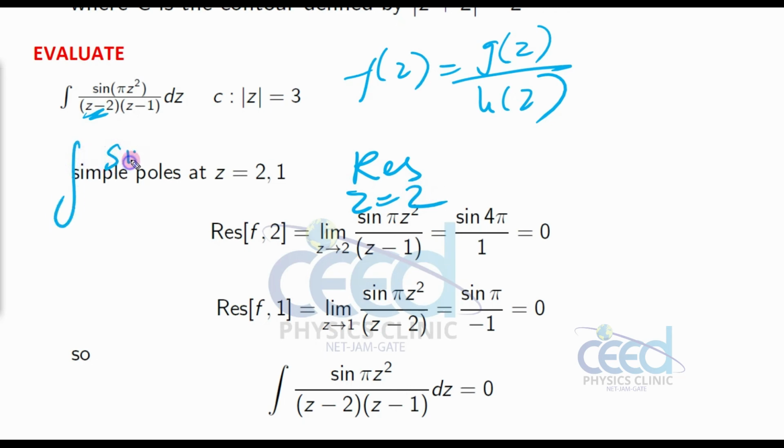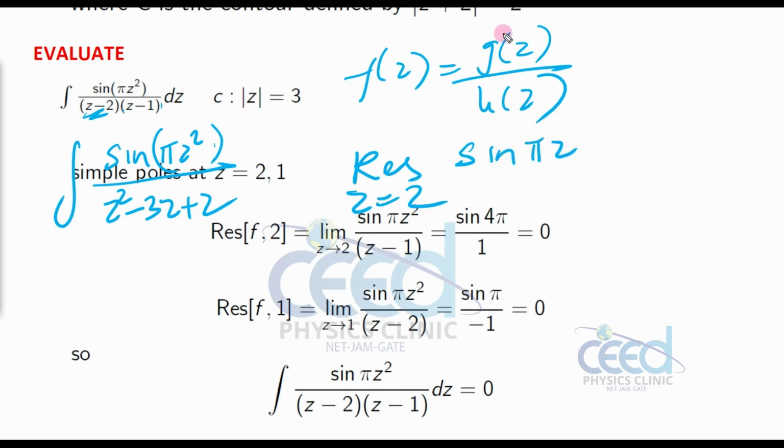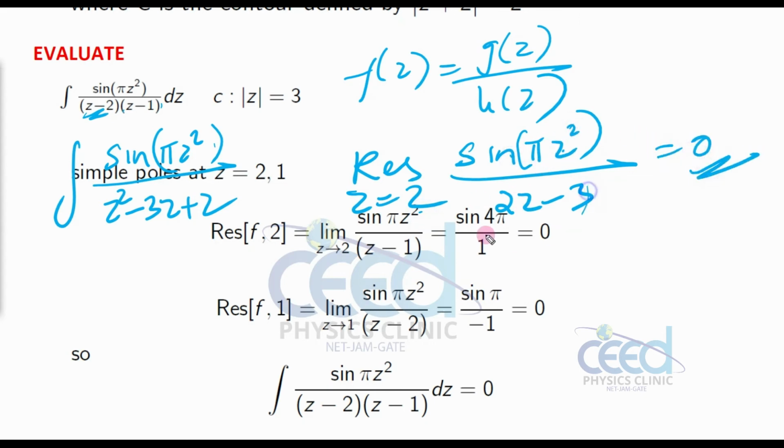I can write this as sin(pi z square) divided by (z minus 2)(z minus 1), that is z square minus 3z plus 2. So instead of doing this, I can take g of z, sin(pi z square), divided by the differential of the denominator, that is 2z minus 3. Then I can directly substitute the value. When I substitute 2, we get sin of 4 pi, so the answer will be 0. Here the denominator is not equal to 0, but the numerator is 0.